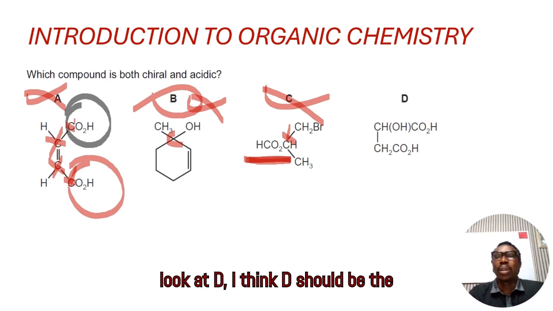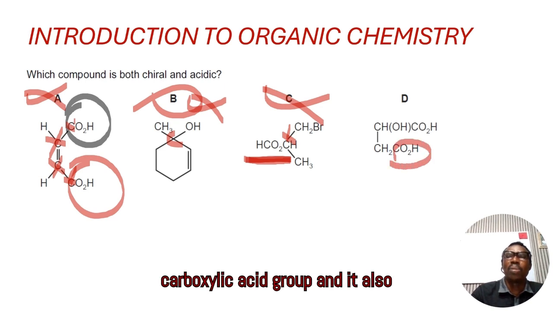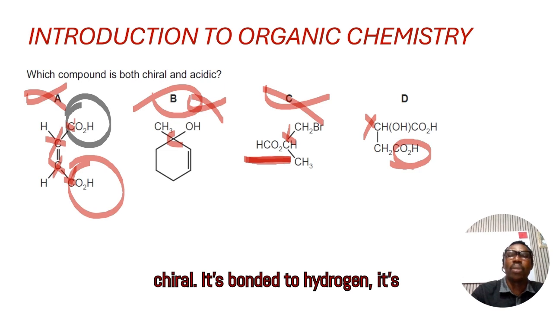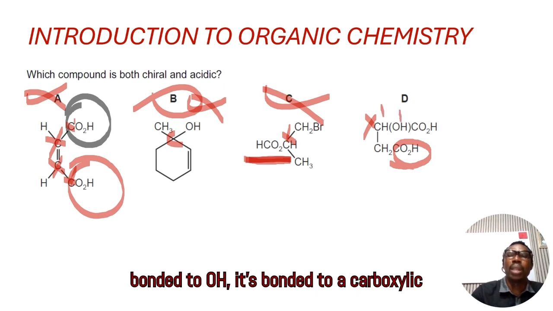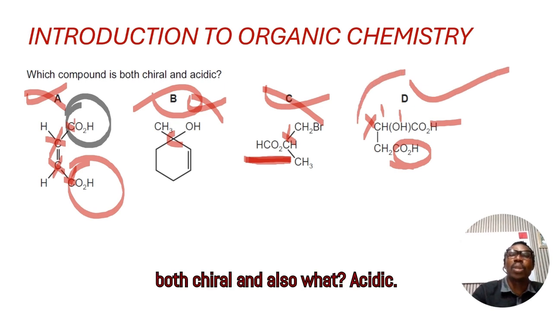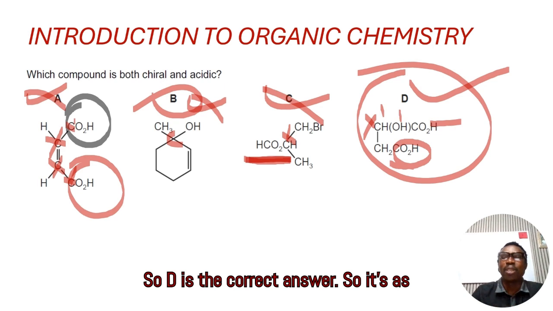I think D should be the correct answer because D contains what? A carboxylic acid group, and it also contains a chiral carbon. This carbon is chiral. It's bonded to hydrogen, it's bonded to OH, it's bonded to a carboxylic acid. So D is the correct answer. It is both chiral and also what? Acidic. So D is the correct answer.